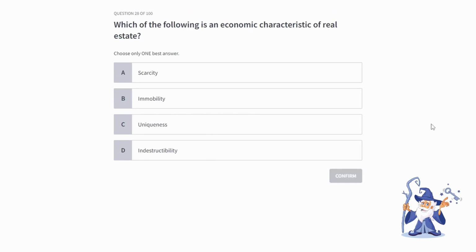Okay, 28. Which of the following is an economic characteristic of real estate? And it gives us 4 options: scarcity, mobility, uniqueness, and indestructibility. So go ahead and think that one over.